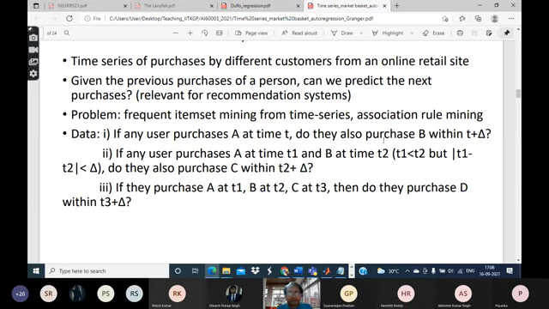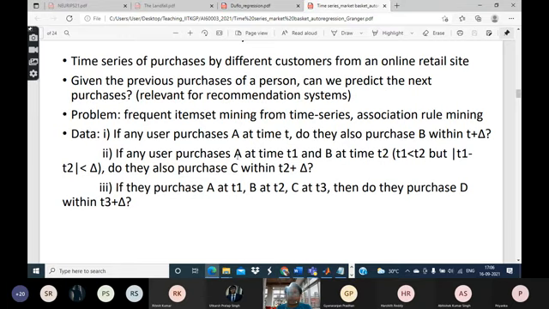Suppose this is what the data looks like. Let us focus on one single user for now. Suppose we know that at time t that user has purchased A. Suppose B is any other item. Then we can ask whether, within a short time of purchasing A, the user is also likely to purchase B. It can be multiple conditions also.